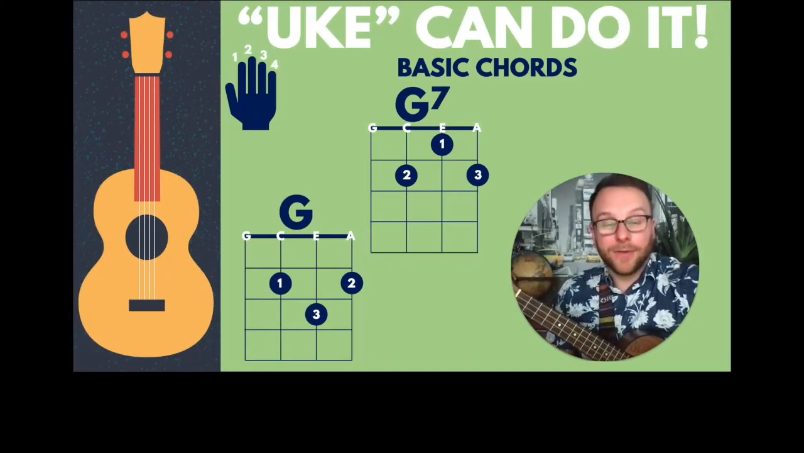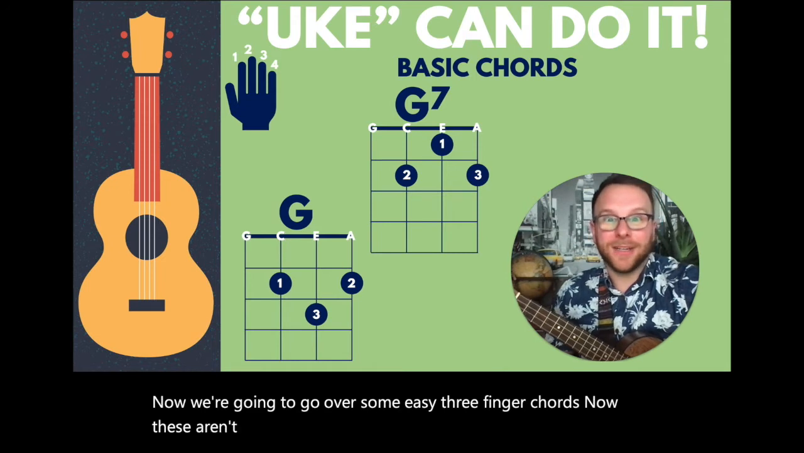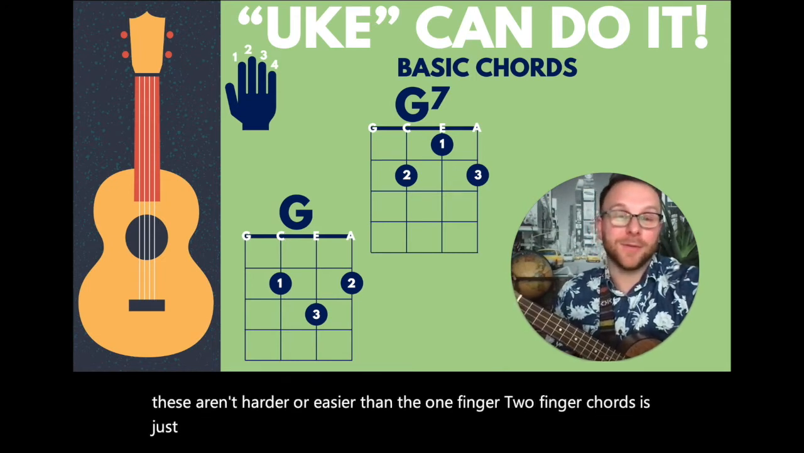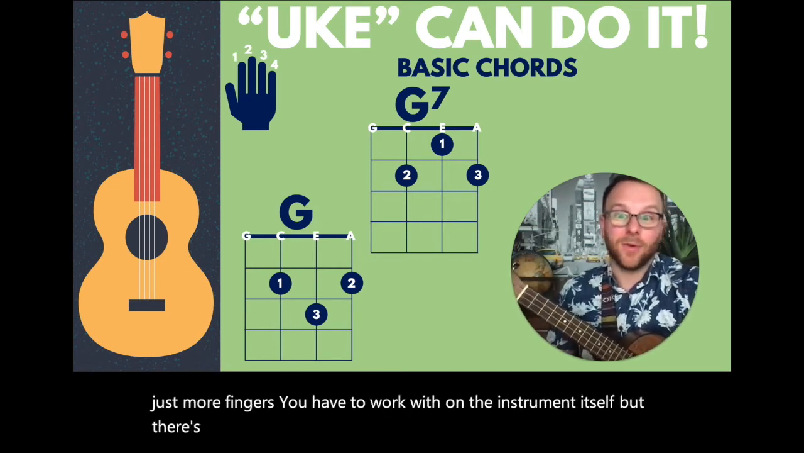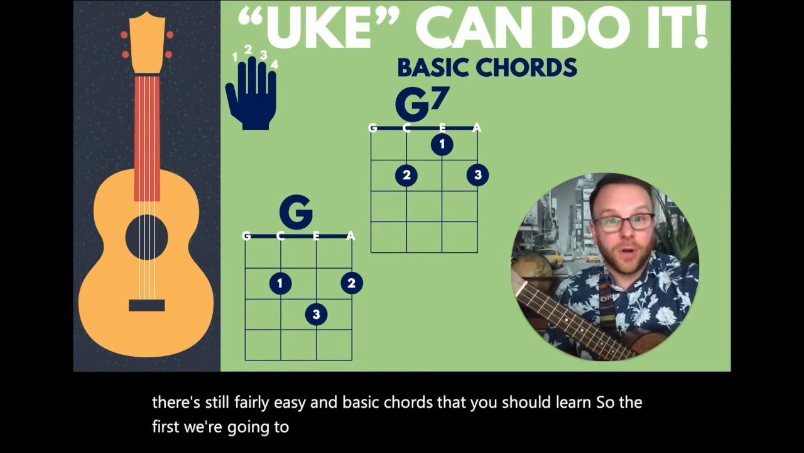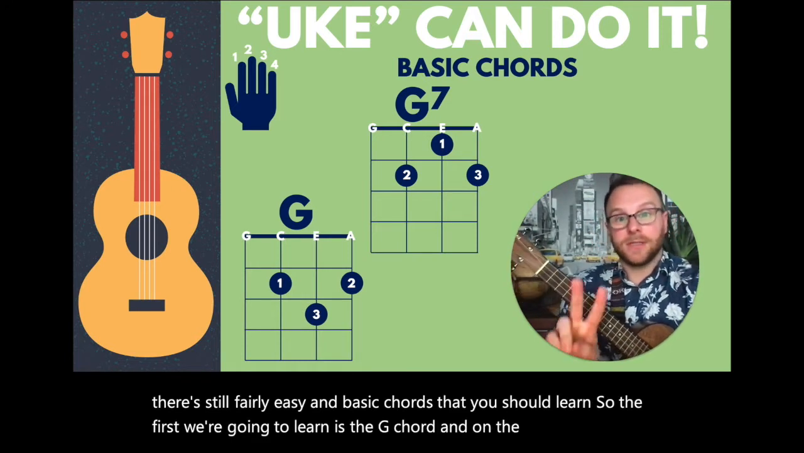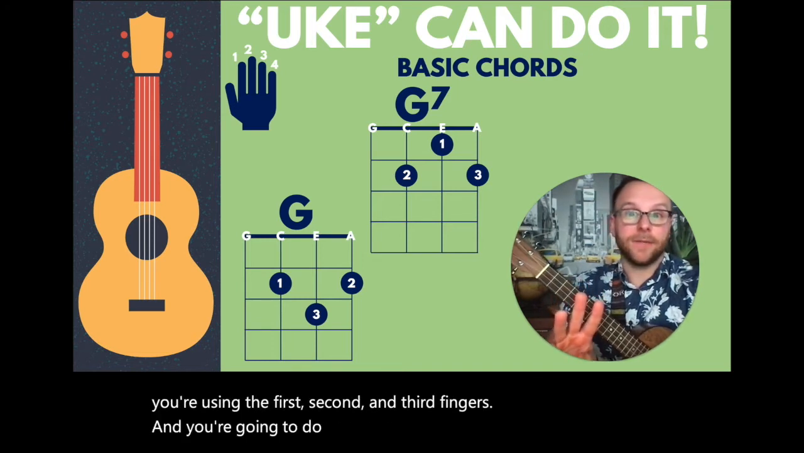Now we're going to go over some easy 3-finger chords. Now these aren't harder or easier than the 1-finger or 2-finger chords. It's just more fingers you have to work with on the instrument itself. But they're still fairly easy and basic chords that you should learn. So the first one we're going to learn is the G chord. And on the G chord you're using the 1st, 2nd, and 3rd fingers. And you're going to do these on 2 different frets.